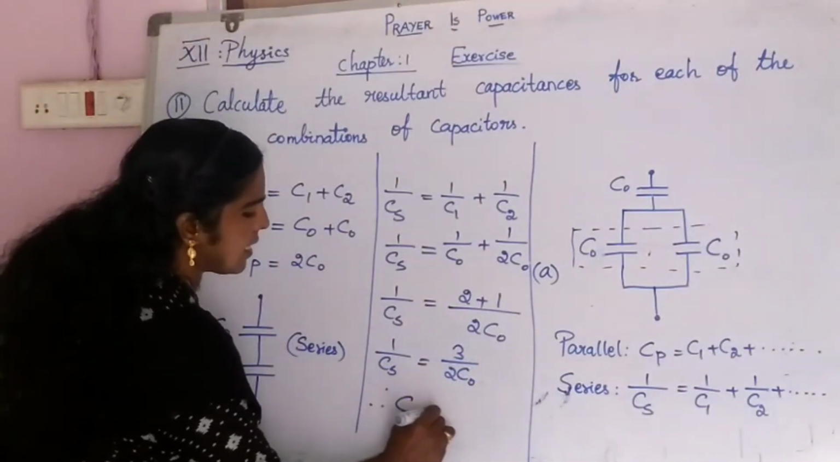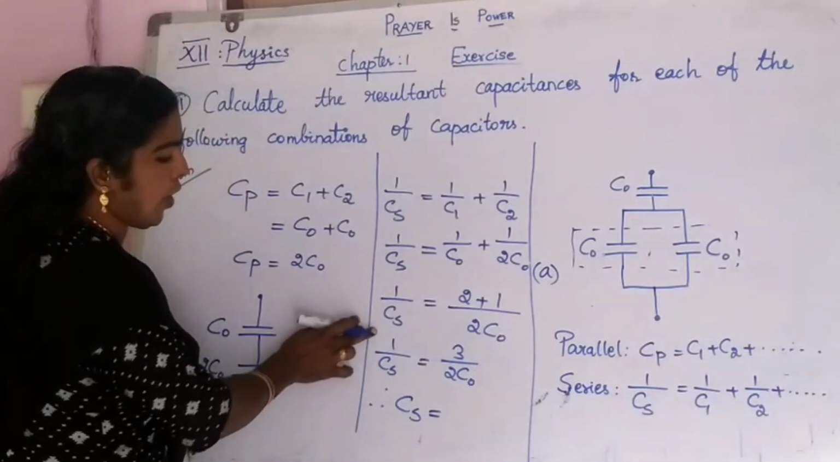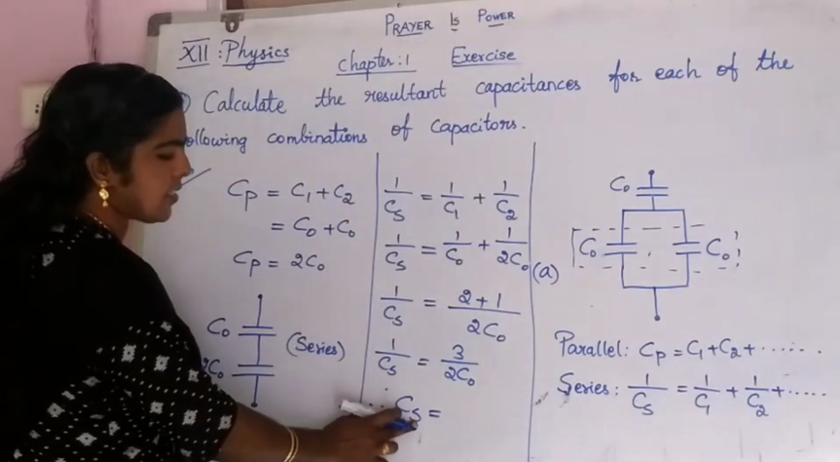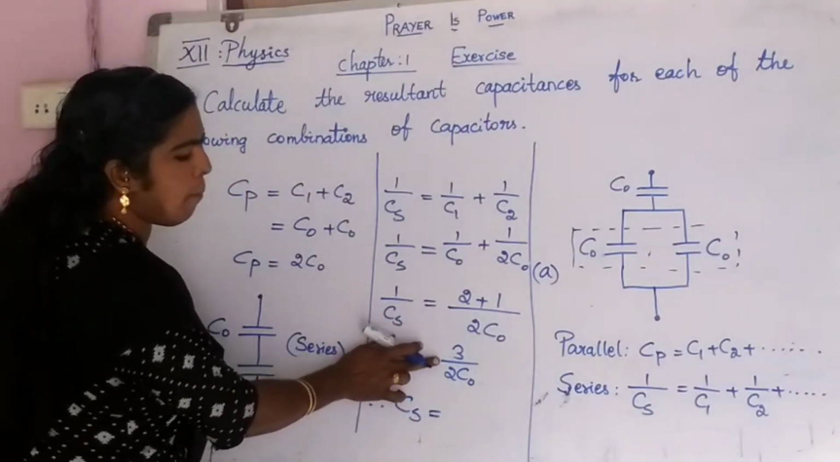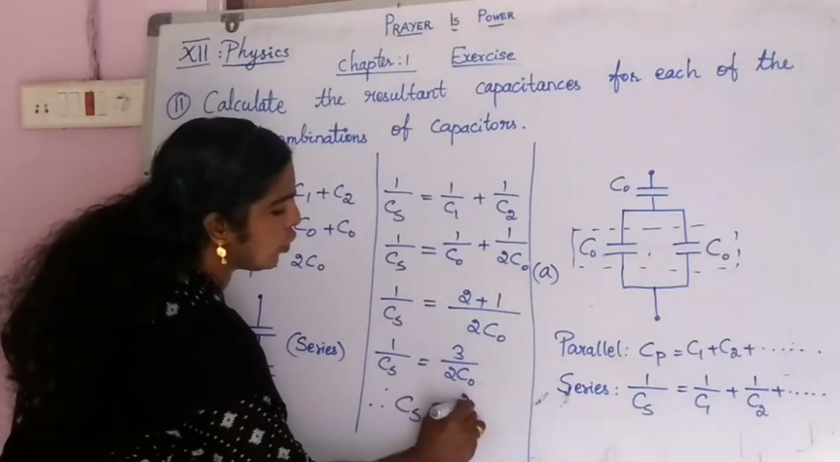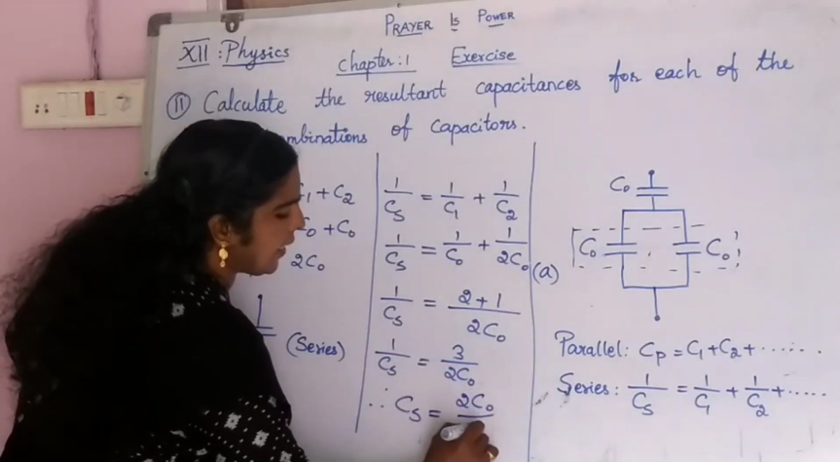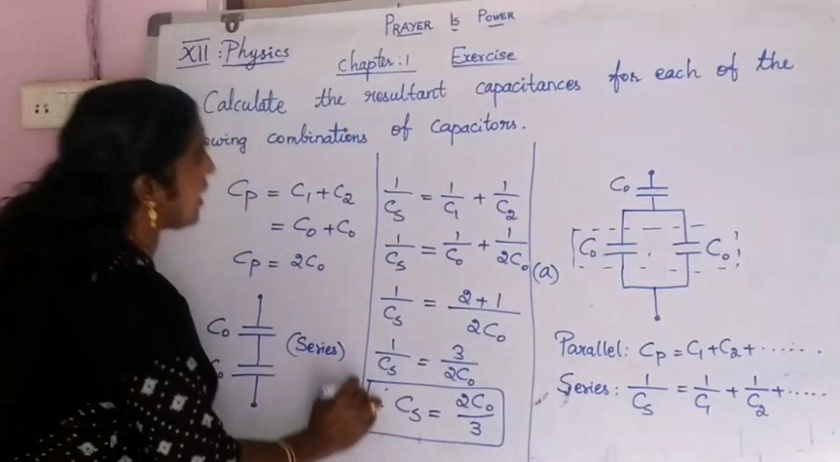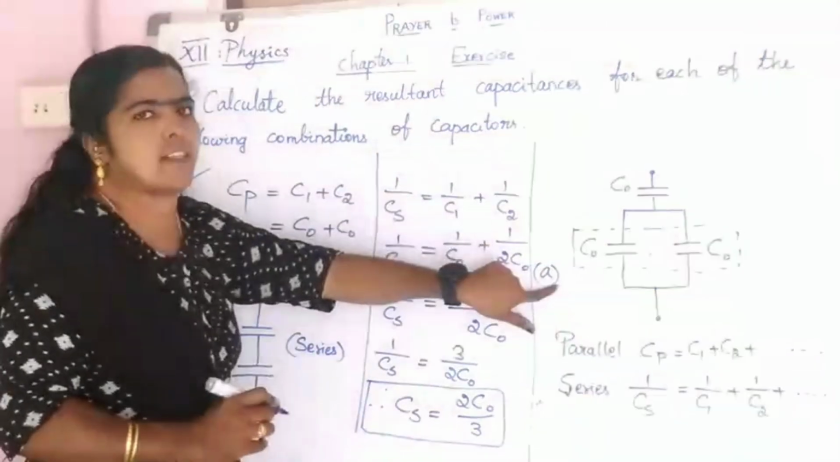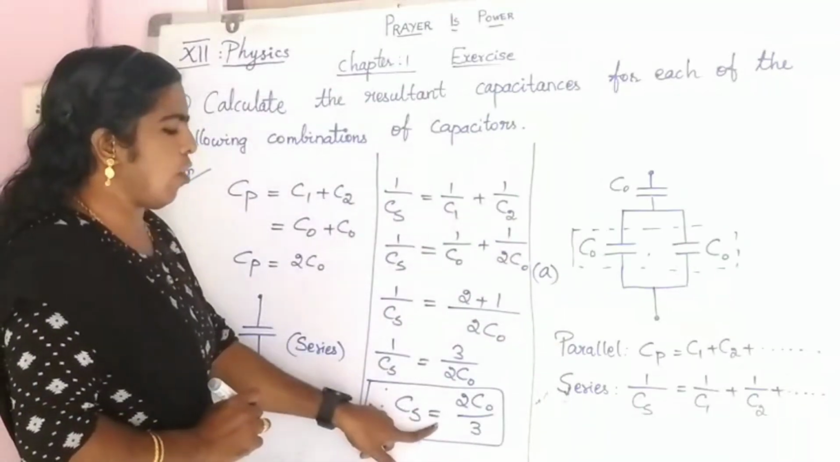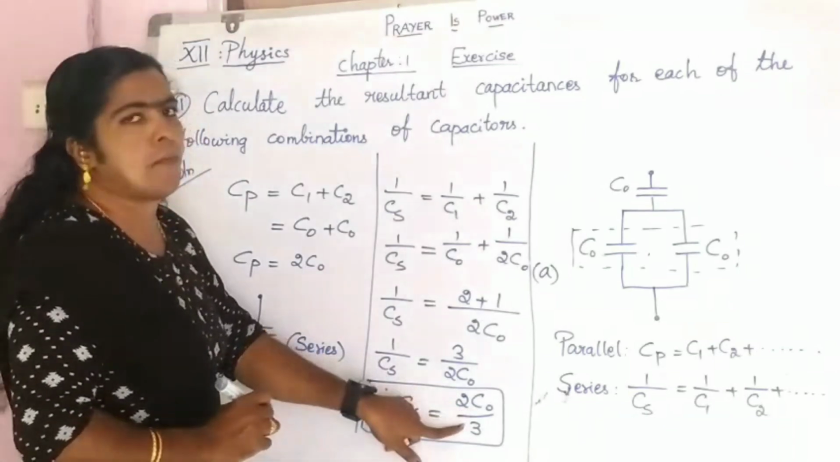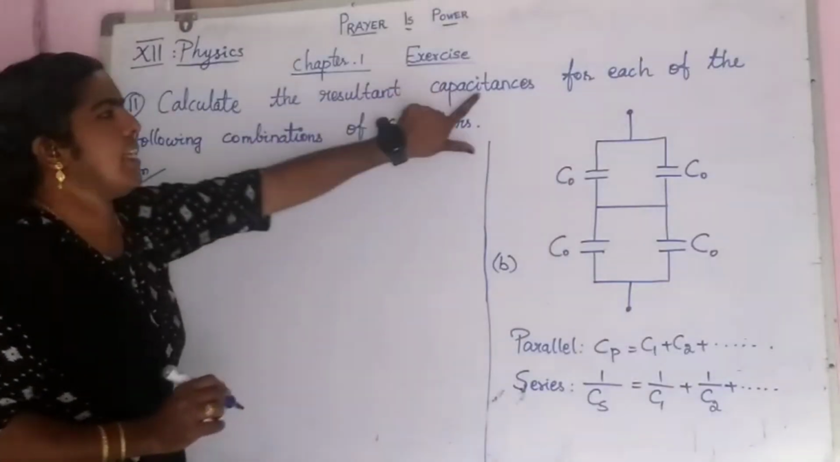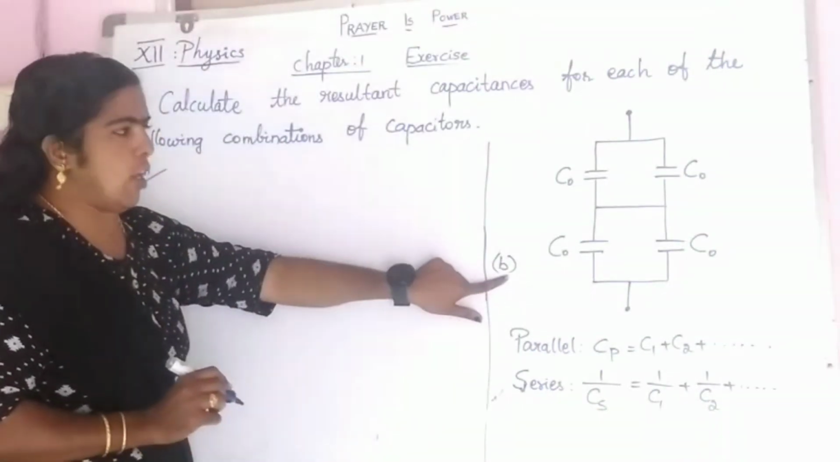Therefore CS is equal to, take the reciprocal. 1 by CS changes into CS. Reciprocal means 3 by 2C0 changes into 2C0 by 3. So this is the resultant capacitance for the first question. CS is equal to 2C0 by 3. Now find the resultant capacitance for the B question.